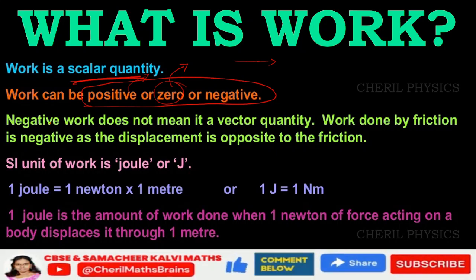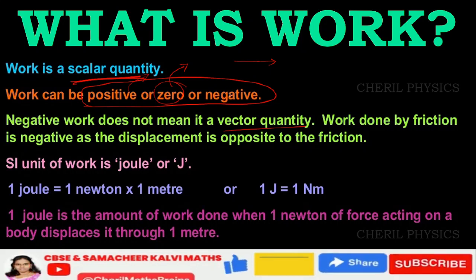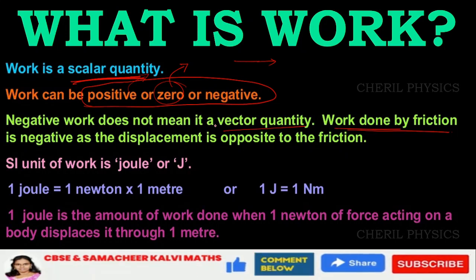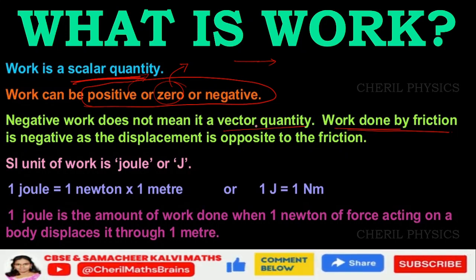Just because you say it is negative work, you cannot say it is going to be a vector. It is going to be negative because it is, for example, work done by the frictional force. So you are not calling it a vector quantity. Don't think that since the answer is negative, it can be a vector. No, it cannot be a vector. Here it is going to be a scalar quantity.